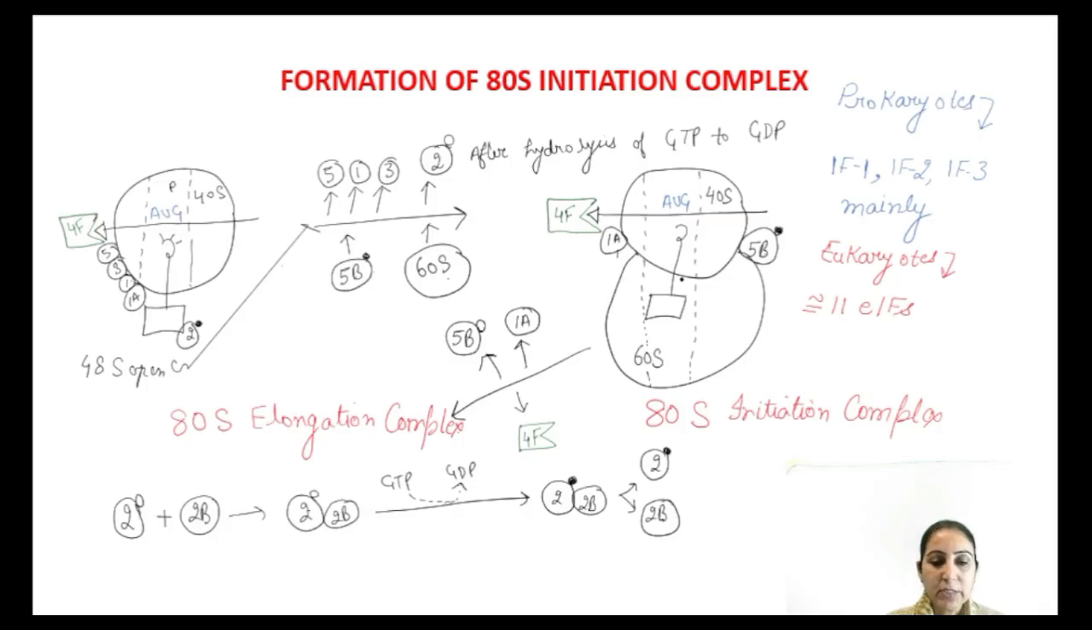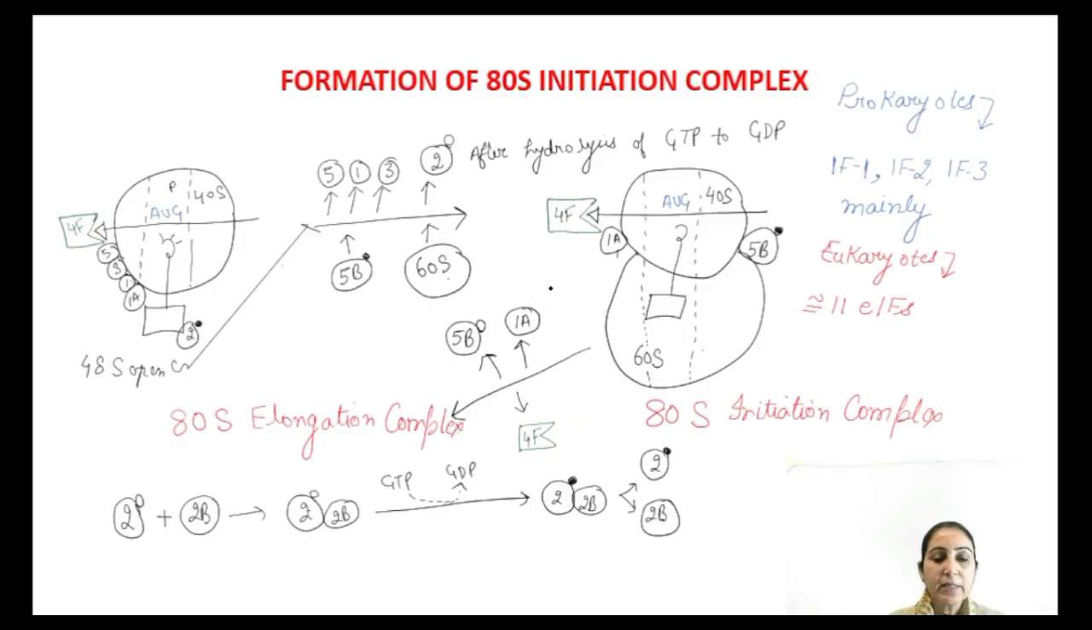So this whole structure, that is the 40S subunit with the 60S subunit, with initiation factor 5B phosphorylated, initiation factor 1A and initiation factor 4F attached to the cap, gets synthesized and it is known as the 80S initiation complex. After this initiation complex formation, we have to convert this complex into the elongation complex.